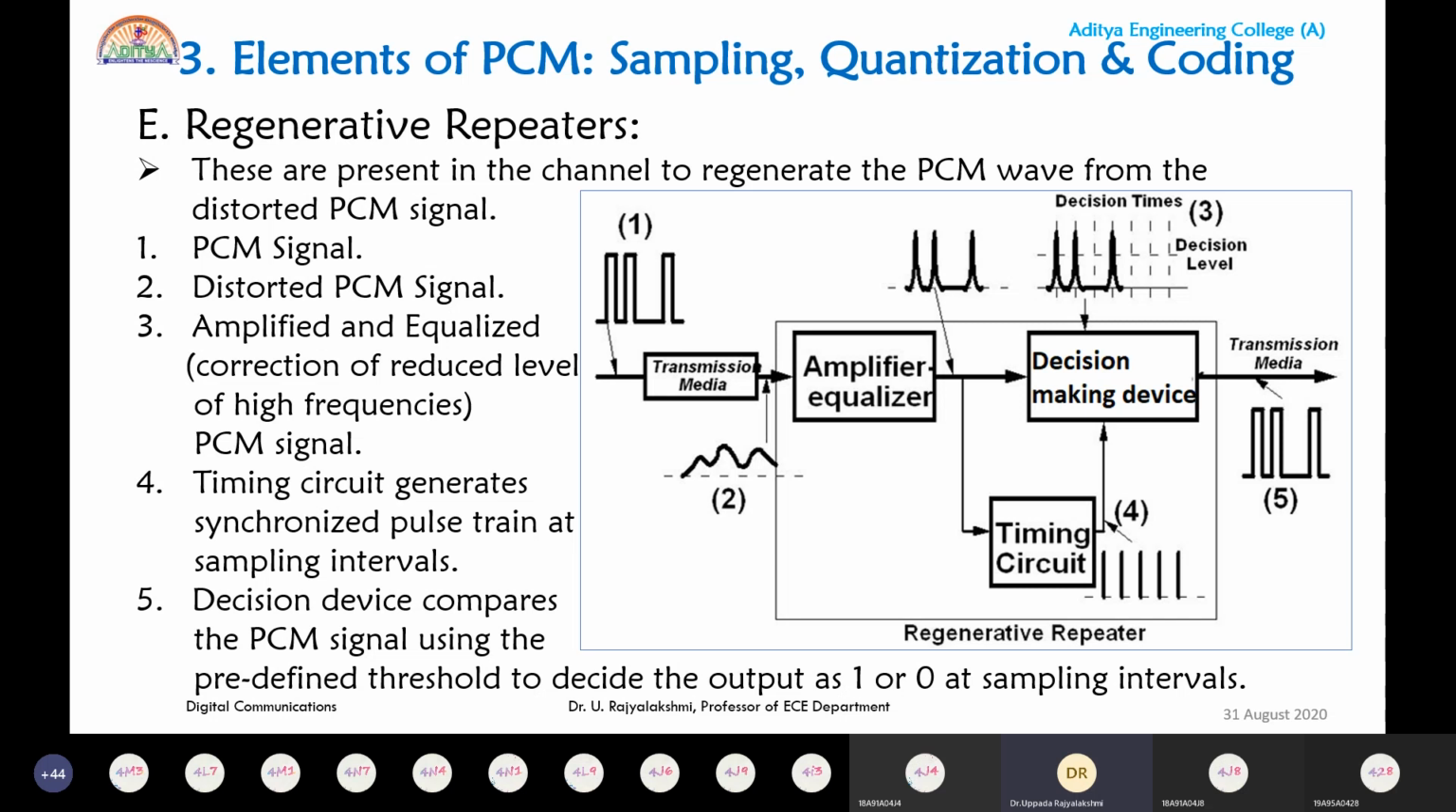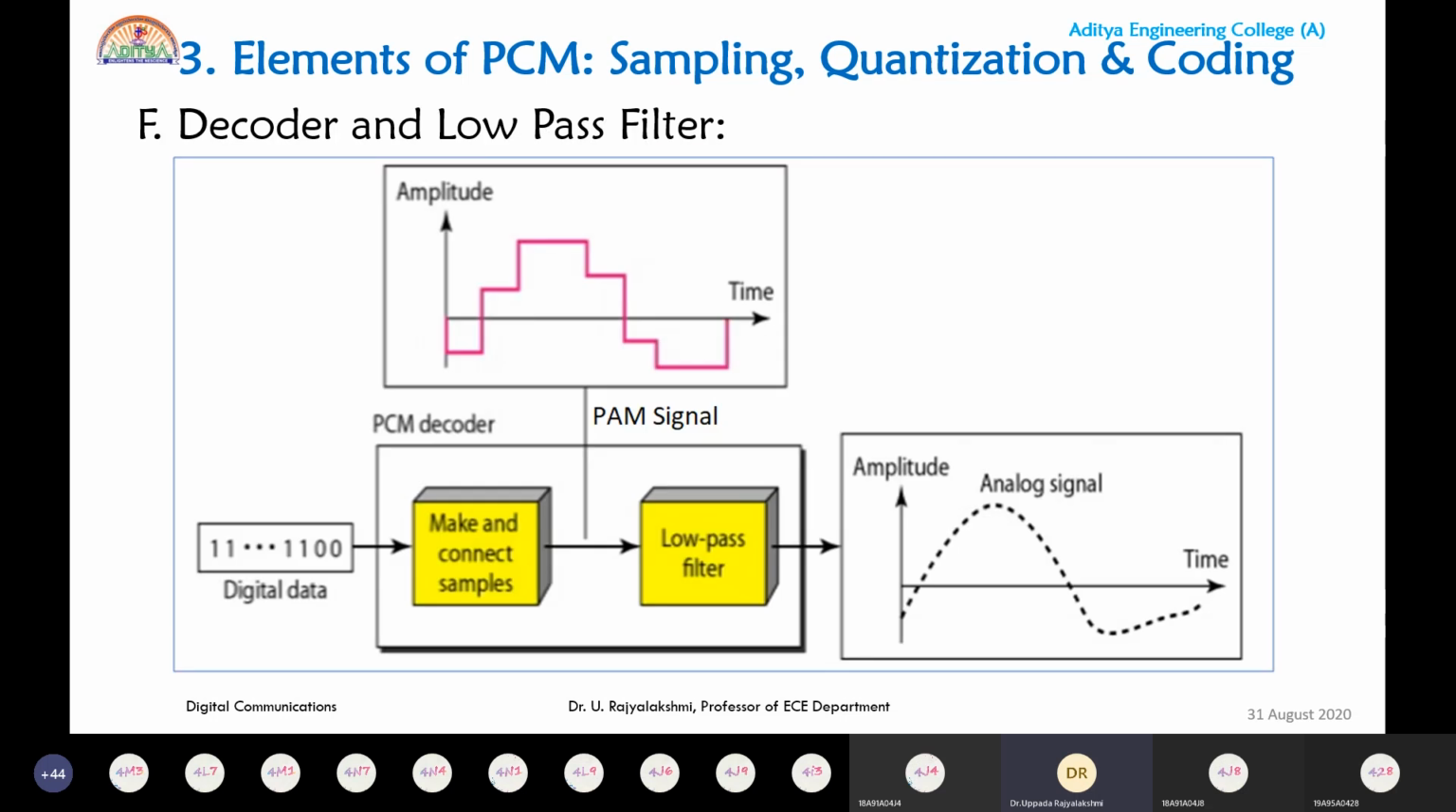So we can discuss the next slide. The decoder and low pass filter are present in the receiver section. I think time is up. We can continue this in the next class. What we studied in today's session are the types of quantization and the repeater circuit. Almost all of the transmitter section and channel is over, and the last element is the decoder and low pass filter, which we can continue in the next class.